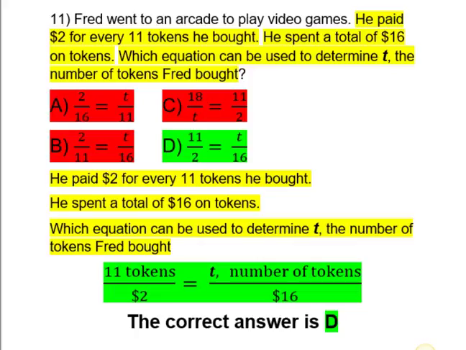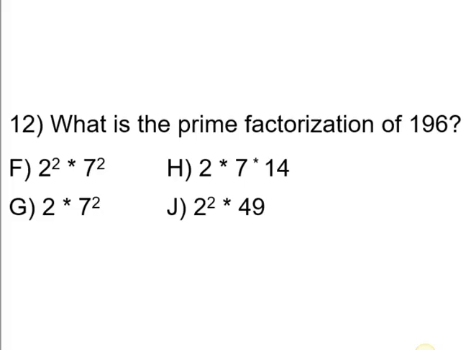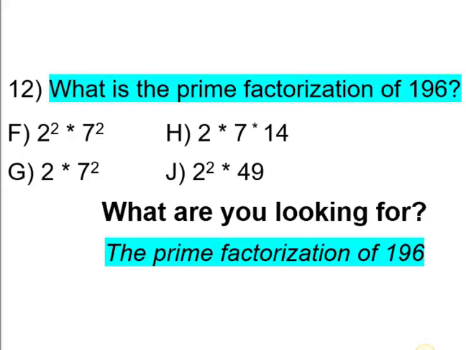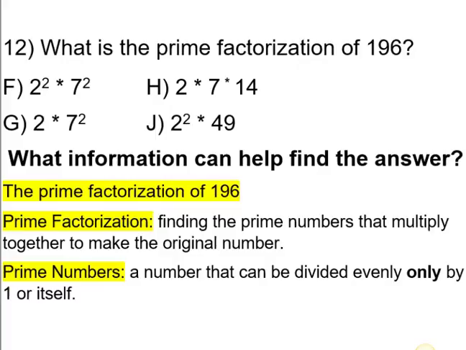Let's move to question number 12. What is the prime factorization of 196? F, 2 squared times 7 squared. G, 2 times 7 squared. H, 2 times 7 times 14. J, 2 squared times 49. What are we looking for? We are looking for the prime factorization of 196.